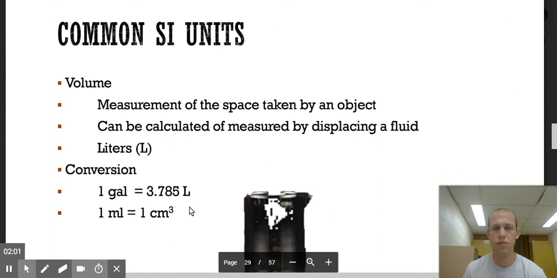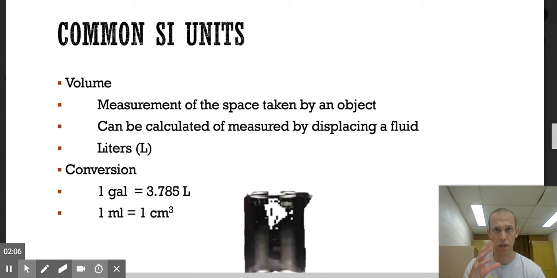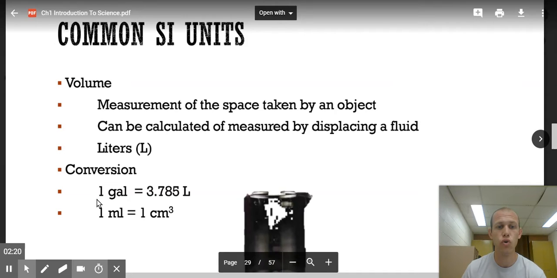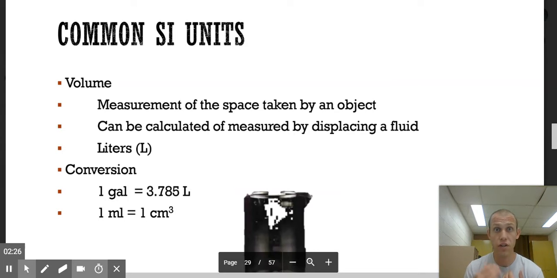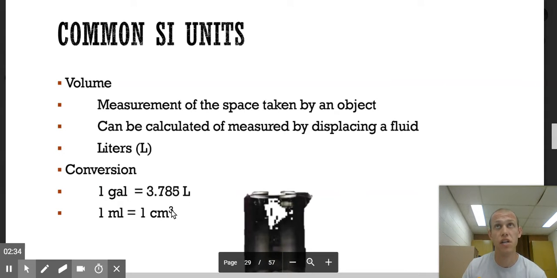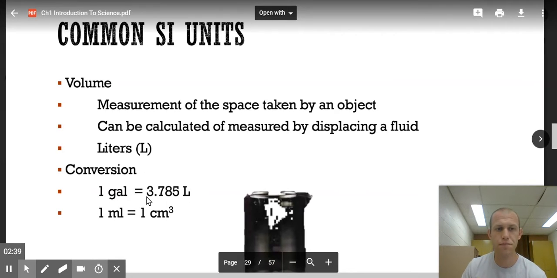Volume is the measurement of space taken up by an object. It can be calculated by how much fluid is displaced. So you put an object in water, and then we see how much water was moved. And that's measured in liters. A very good thing to remember is that 1 milliliter is equal to 1 cubic centimeter. So volume we usually calculate in math with some three-dimensional object, and it gives us out a quantity of something cubed. Once you have that something cubed, you can then convert it into the liter label.